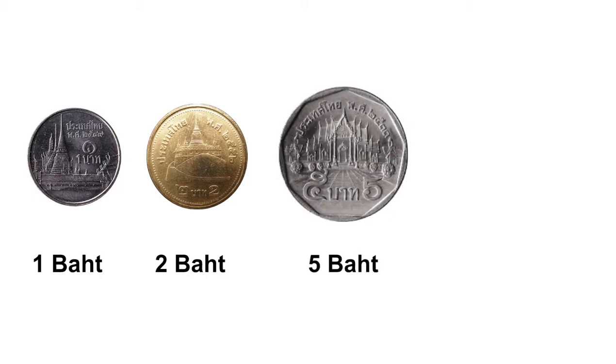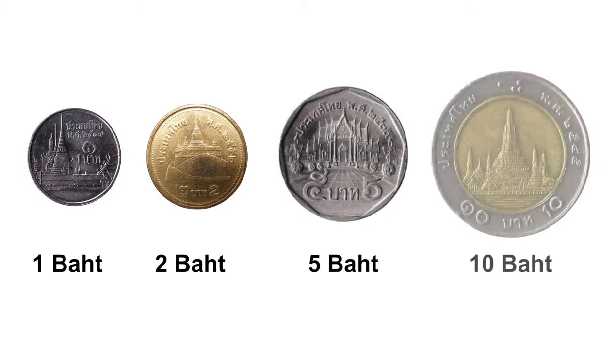Good, and then 5 baht and 10 baht. How many colors are on 10 baht? Good, friends. We've got silver or gray, and what's this color? Gold. Is this color the same as this? Yeah. Is this color the same as this and this? Yeah. Good. So we've got coins.